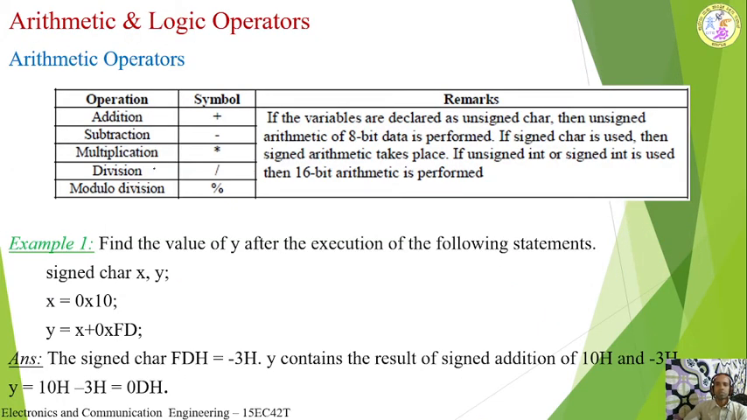Next we shall go to arithmetic and logical operators. The C program supports different arithmetic operators like addition, subtraction, multiplication, division, as well as modulo division. And these are the symbols used. Plus is for addition, minus for subtraction, star for multiplication, slash for division, and percentage for modulo division.